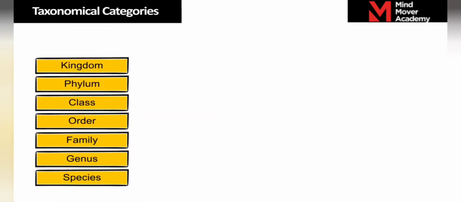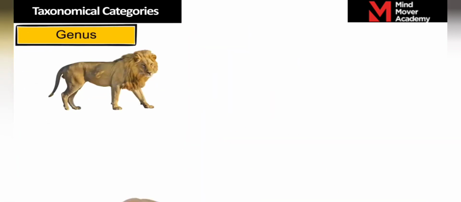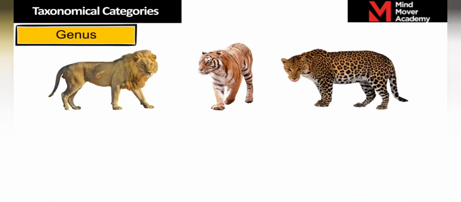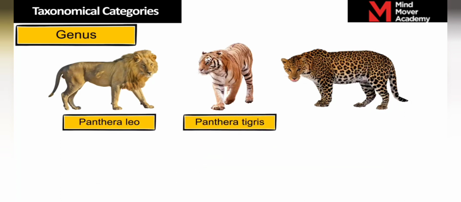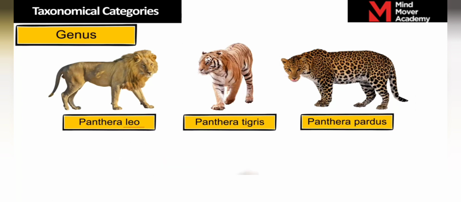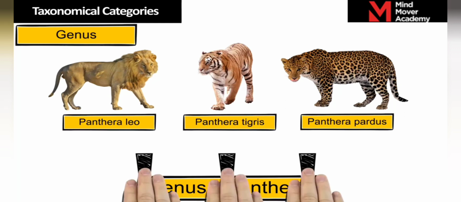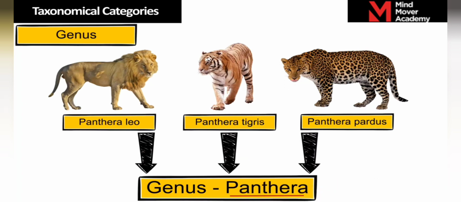Now the next taxonomical group is that of genus. So students, can you quickly recall the scientific names of lion, tiger and leopard? Right, so they are Panthera leo for lion, Panthera tigris for tiger, and Panthera pardus for leopard. Now here you can see that the first parts of their names are all the same, while the second parts of their names are different. Now here the first part of their names signifies their genus. So you can see that these three animals belong to different species, but they belong to the same genus. And here the genus is Panthera.